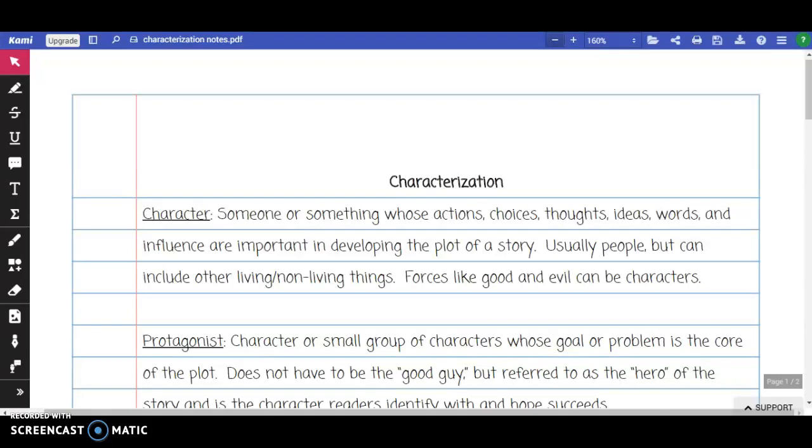This video will go over the characterization notes. Please title these notes Characterization. The first definition that you're going to record is the definition for character.